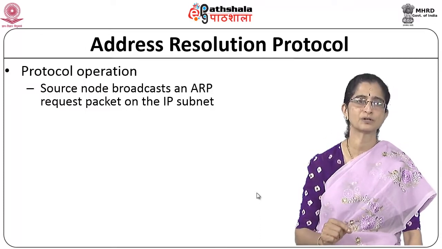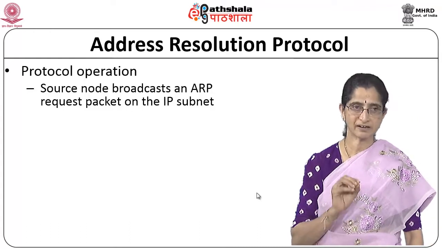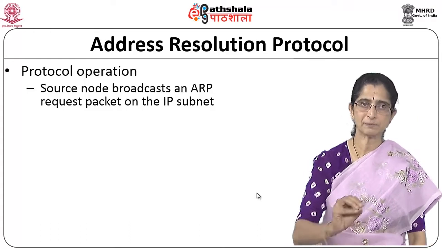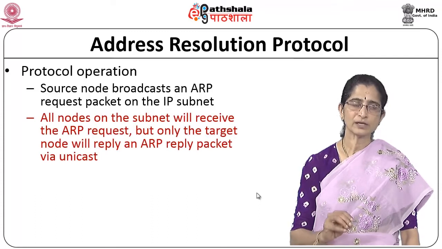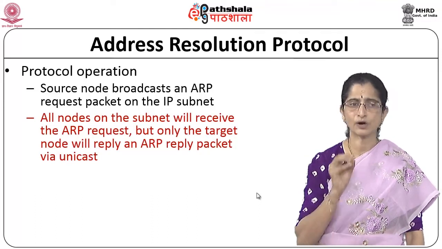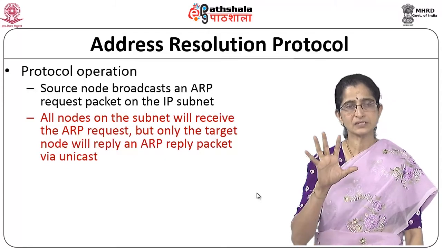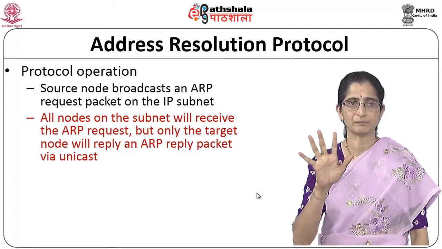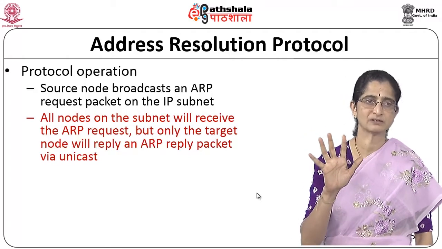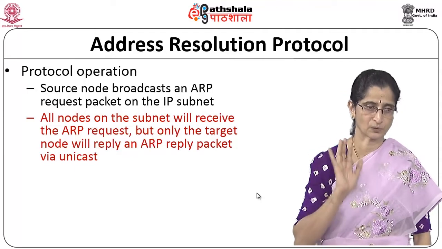So what does the router do? The source node which wants to send this packet, what does it do? It will broadcast an ARP request packet on the IP subnet. Now all the nodes on this subnet will receive this ARP request packet. Now what will this request packet say? This request packet essentially will say, this is the IP address I am looking for. Somebody who has a matching IP address, please reply with your physical address. That is the meaning of this request packet.